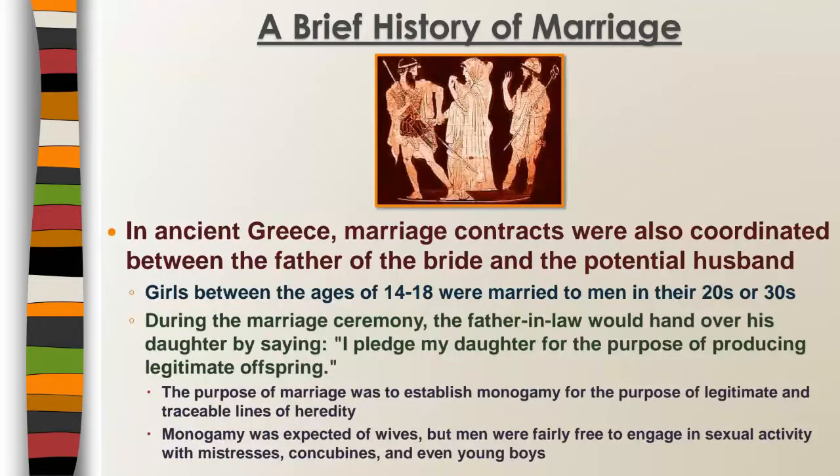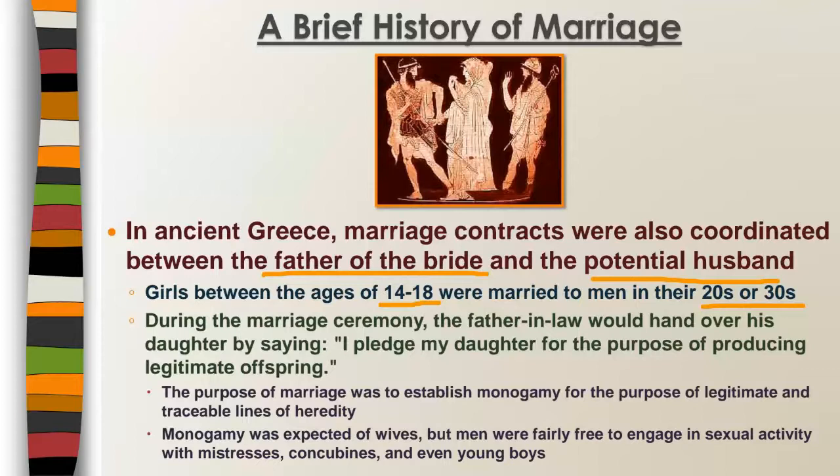Now, in ancient Greece, marriage contracts were also coordinated between the father of the bride and the potential husband. So even, still going through history, women still weren't really having too much of a say in who they got to marry and have kids with. Girls between the ages of 14 and 18 were married to men in their 20s or 30s.